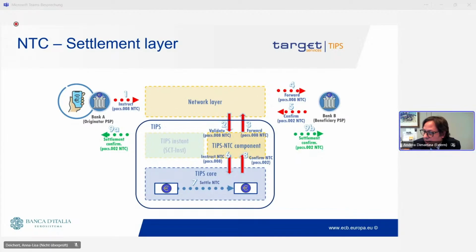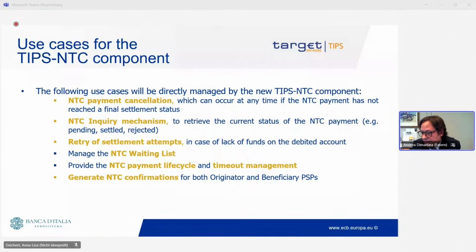Moving to the next slide, I think this is just a recap of the non-time critical use cases that will be managed directly by the component. So I mentioned the cancellation, so the possibility for an originator to cancel a transaction that is still within the 6 hours and it is still pending. We have inquiry mechanism. The retry of settlement attempt now should be discussed with sufficient details.